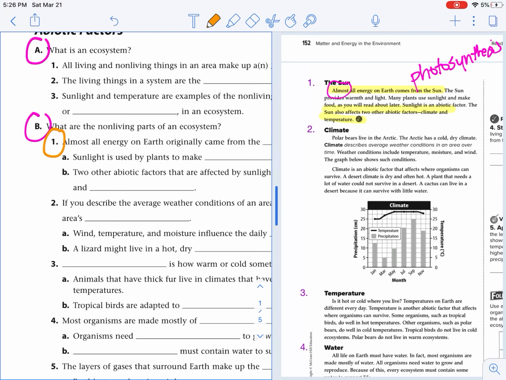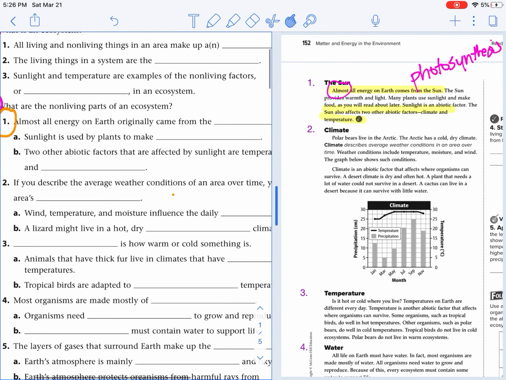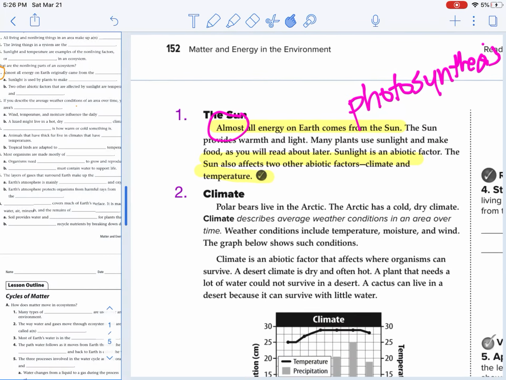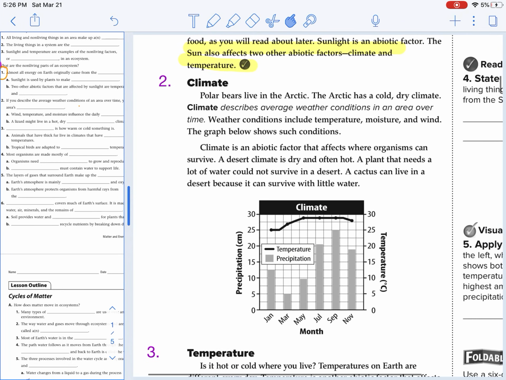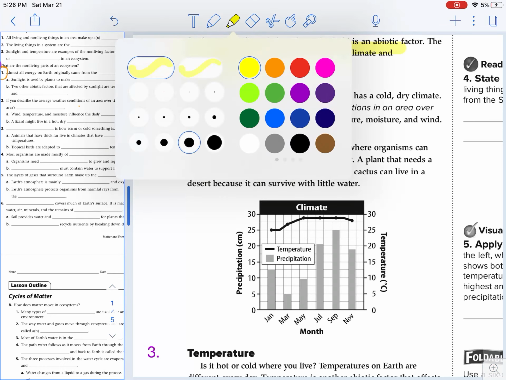Almost all energy on Earth originally came from the sun. Sunlight is used by plants to make what? Two other abiotic factors that are affected by sunlight are temperature and blank. Okay, so I need you to fill out these notes. Pause this video if you need to. Alrighty, let's move on to climate. Change our colors here a little bit.